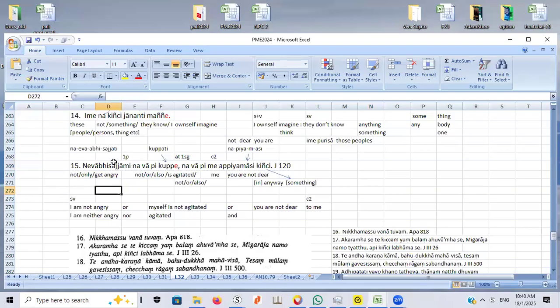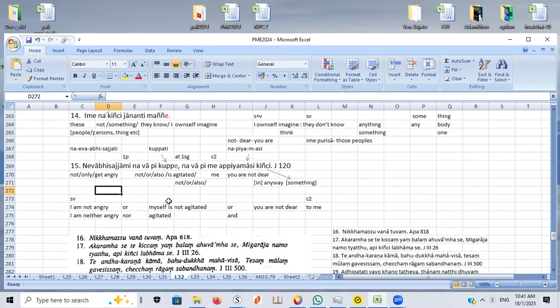So this is a bit long. Can you see sna plus eva become neva? Eva plus abi, the double A becomes a long A. So the word this is sajati, no? Sajati is the third person. So that means not angry. This is not get angry. If you break it down, it's not only this is the prefix. There is get angry.